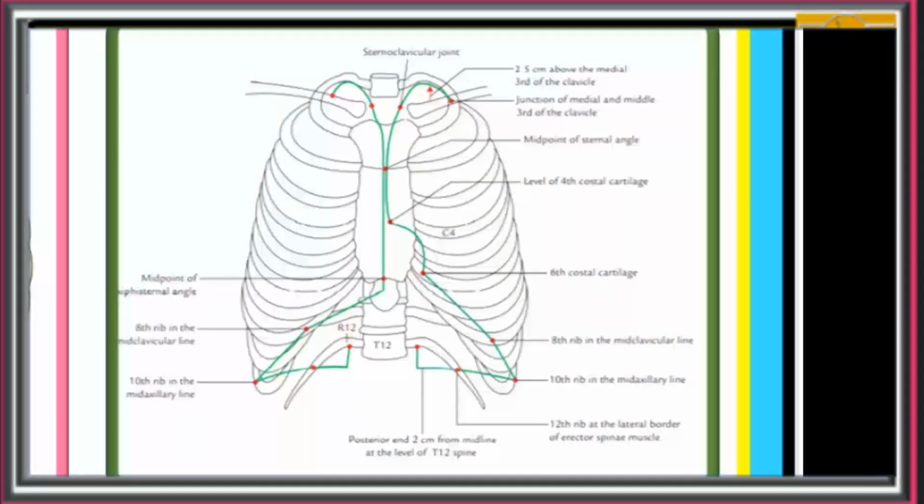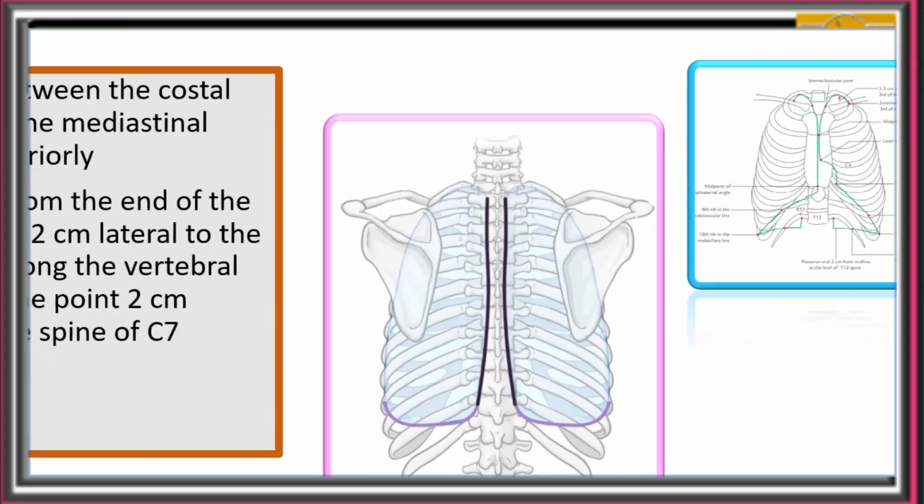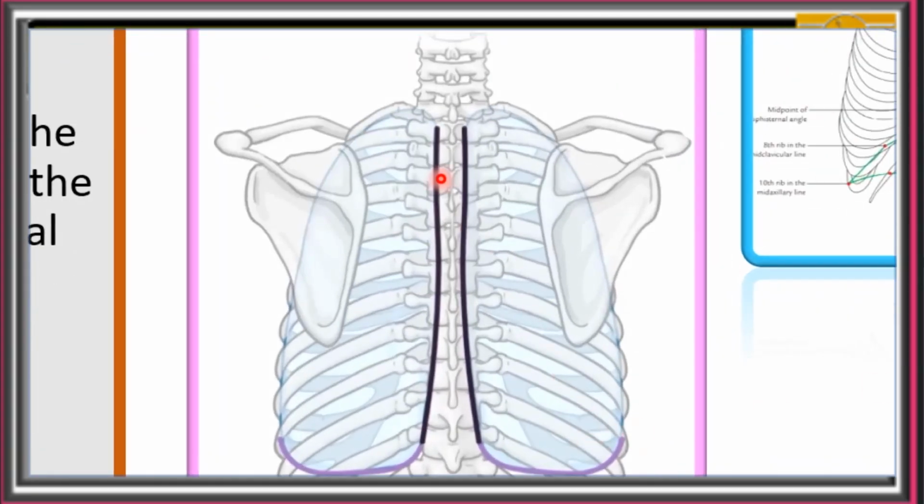The last line we'll consider is the posterior line of pleural reflection, which is also called the costovertebral line of pleural reflection. This is the posterior line. This line is seen between the costal pleura and the mediastinal pleura posteriorly. It will ascend from the end of the inferior line, which is 2 cm lateral to the T12 spine, along the vertebral column, to the point 2 cm lateral to the spine of C7 vertebra.